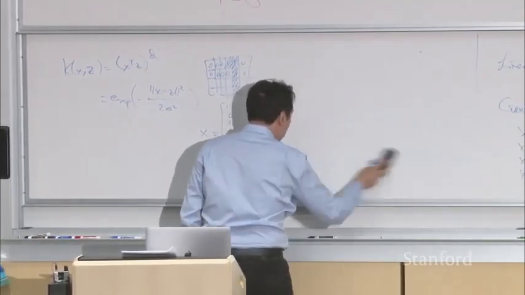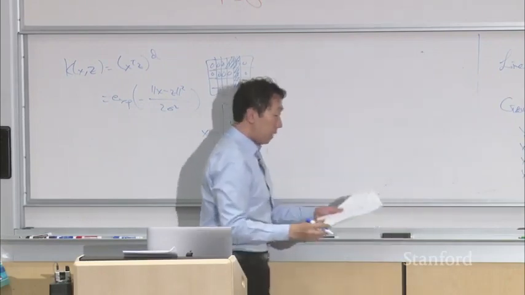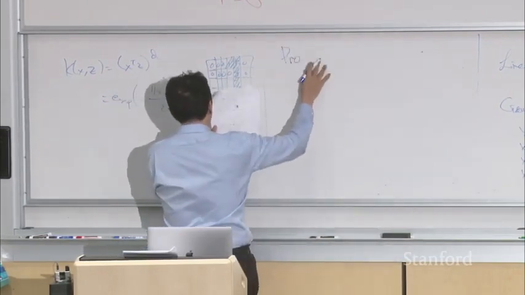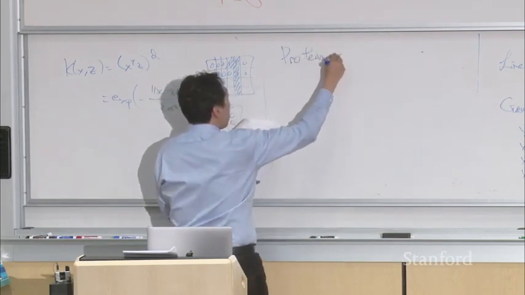But more generally, a lot of the most innovative work in SVMs has been in the design of kernels. So here's one example. Let's say you want a protein sequence classifier.